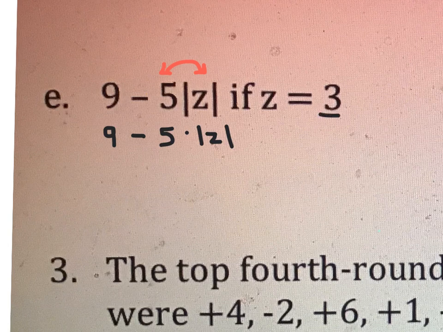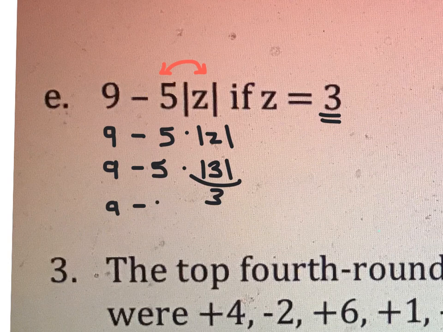Now I'm told that z equals 3, so I'm going to replace z with the number 3. So 9 minus 5 times the absolute value of 3. Okay, the absolute value of 3 is 3 because 3 is just 3 spaces from 0. So that would be 9 minus 5 times 3, which is 15.